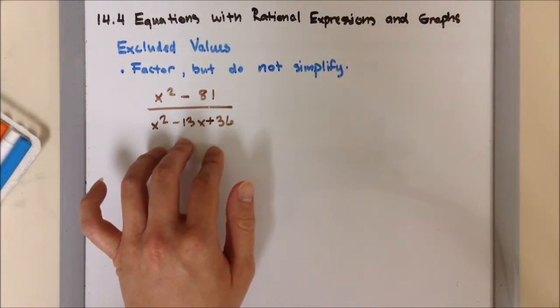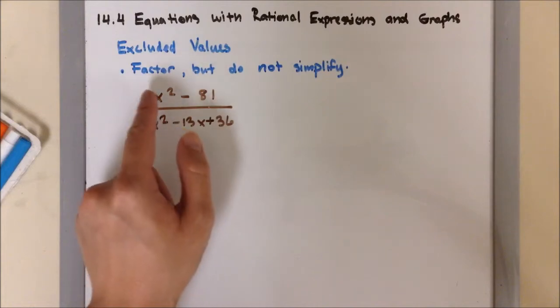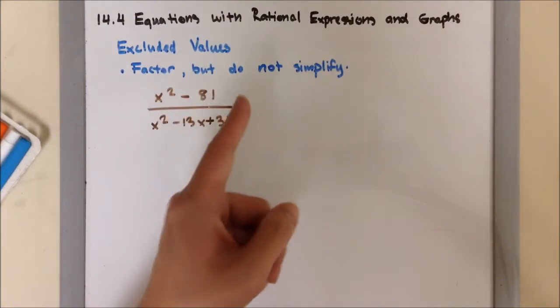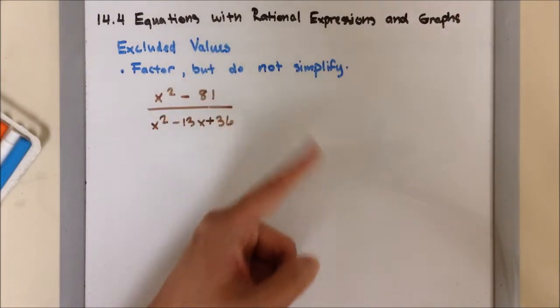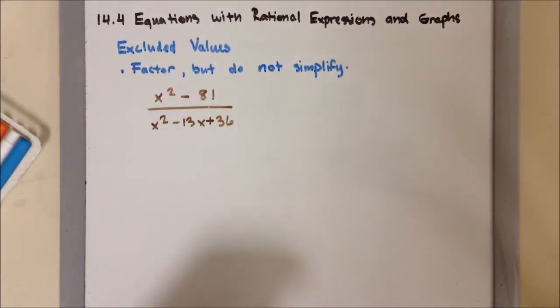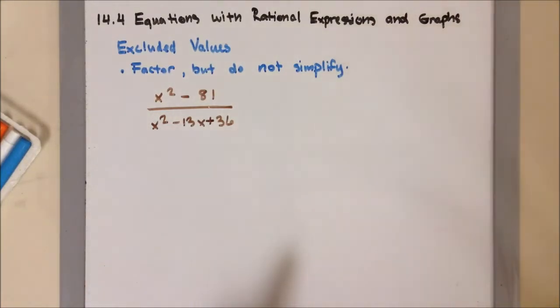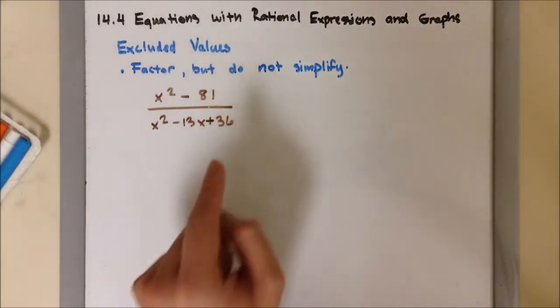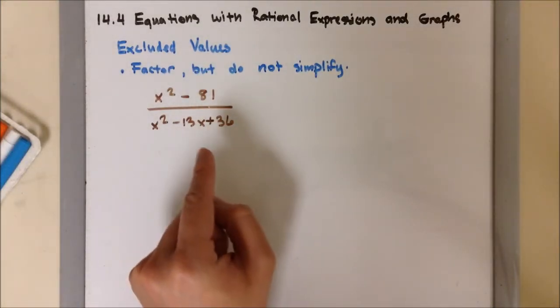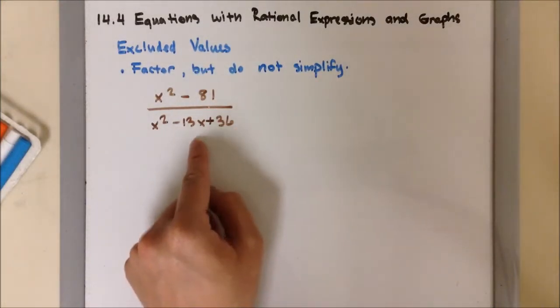So the rule on finding excluded values is to factor but do not simplify. What I mean by do not simplify is do not cross out your common factors. That's not what I'm asking for. Simply factor and then find your solution. And we'll see what we're going to do once we have our factors in this example.